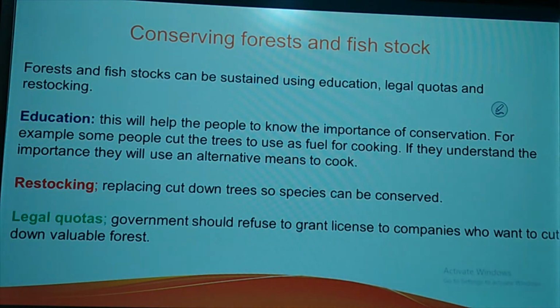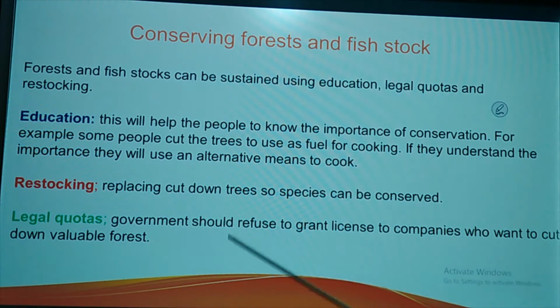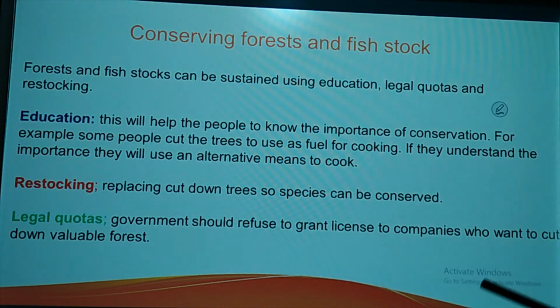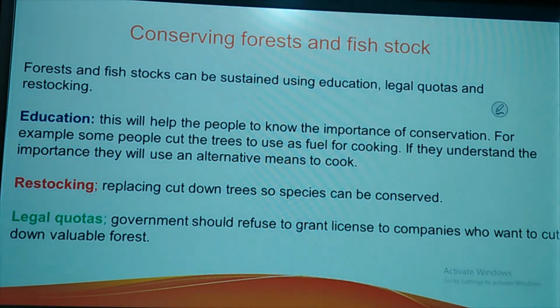Okay, so basically, education means sensitizing people about the importance of conservation. So when they know what to do, and they know how to do it, okay, to help or to save the environment. Another thing is restocking. What does restocking mean? It means when you cut a tree, you plant another one. Okay, so replacing cut down trees so species can be conserved. So for instance, you cut a particular species of tree, you have to plant another one. So the moment you plant another one, at least you can save the species.